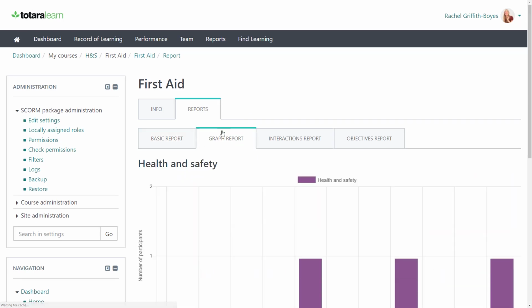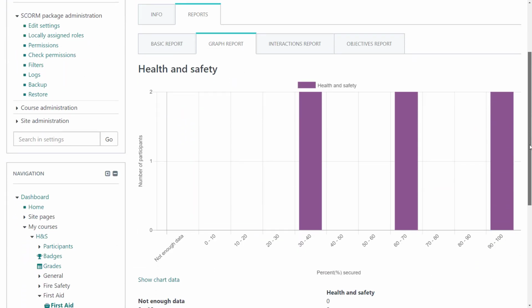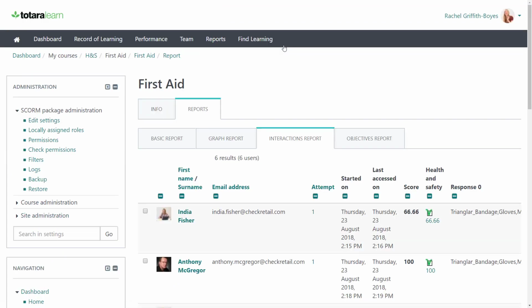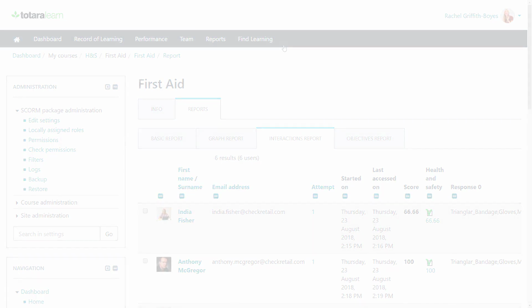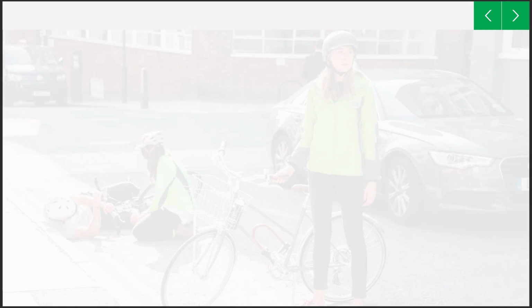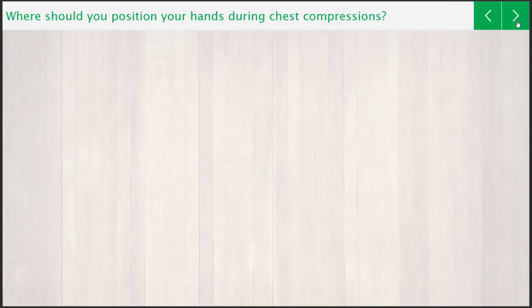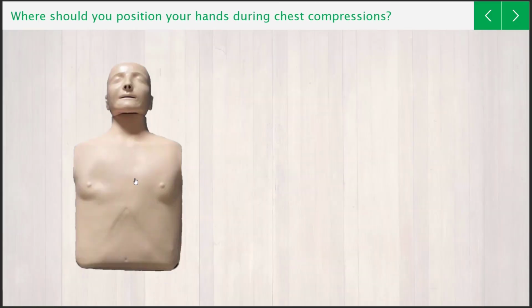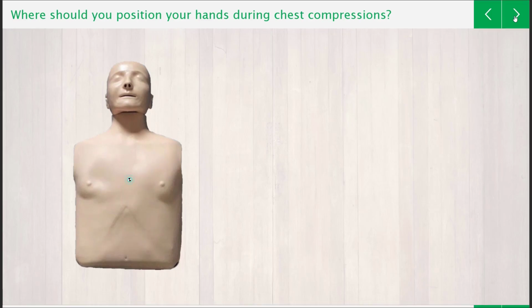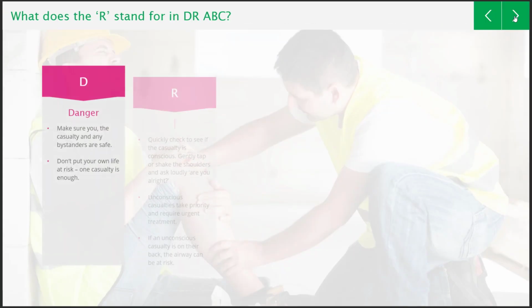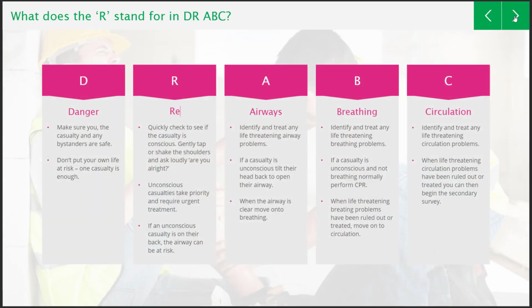The graph report will display the number of users and how far they have gotten in their attempt on the SCORM activity. The interactions report will provide a lot of detail about the users' attempts and their answers. Let's look at some of the question types that were on the SCORM activity. We can see there was a multiple choice question, a hotspot, and a text entry question.